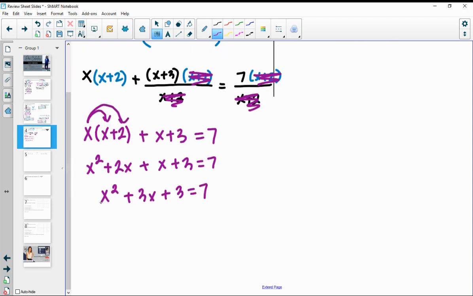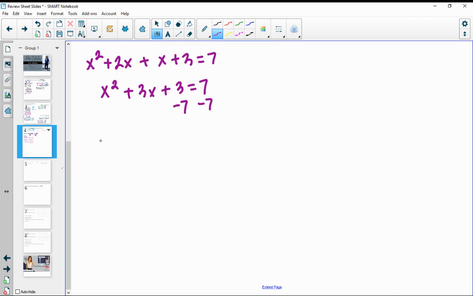So now you have a quadratic. So then we need to get everything to one side so that it's set equal to 0 so we can factor and solve. So we'll just subtract 7. So you get x squared plus 3x minus 4 equals 0. And now we can factor this quadratic. Since this a value is only a 1, okay, you can just find the factors of -4 that add to 3. So that's +4 and -1.